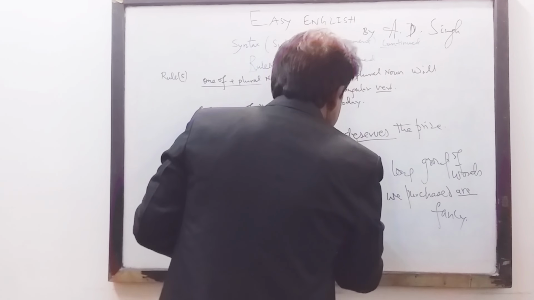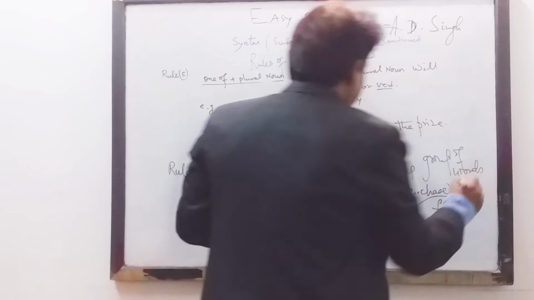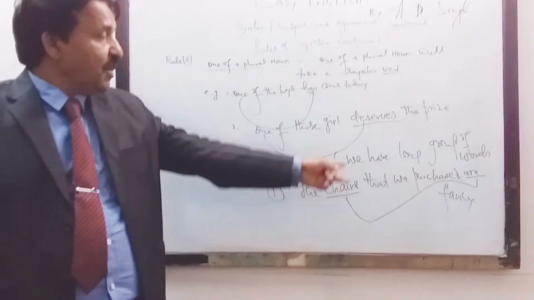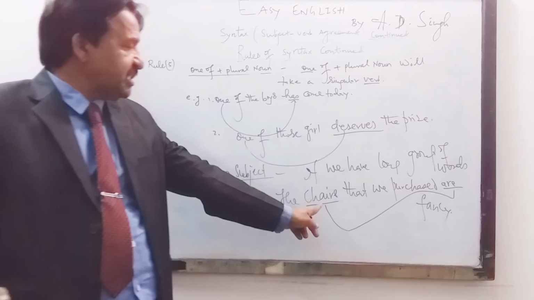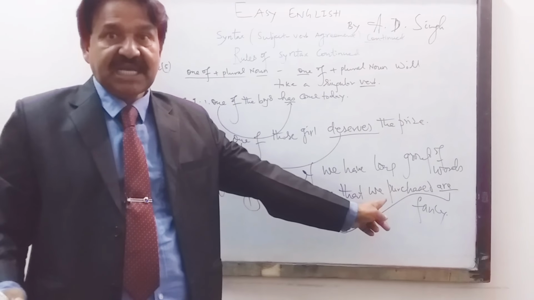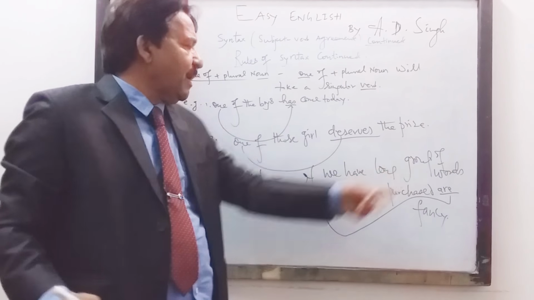Now why have you written plural here? Because chairs are the real subject. Plural subject, plural verb. Why have I written are here? Because the chairs are the real subject. Chairs are plural, so we have written are.